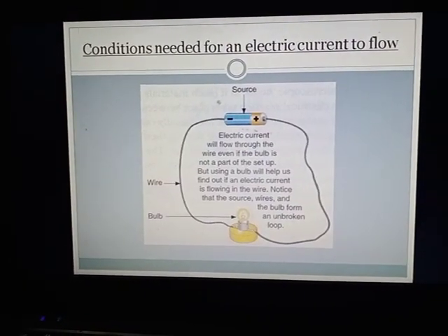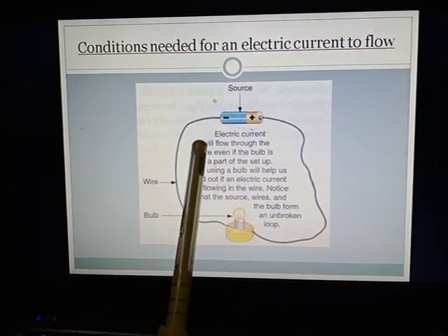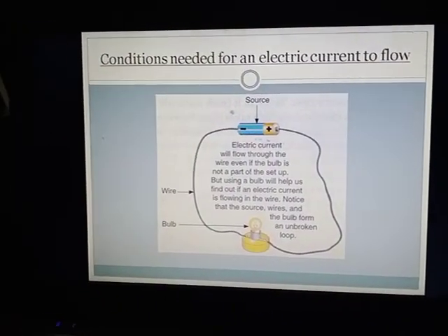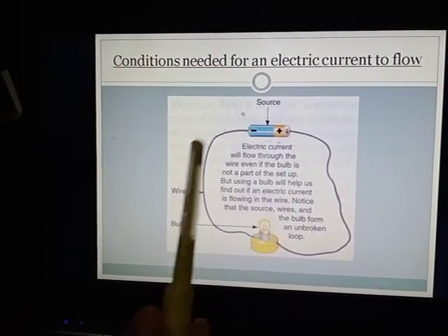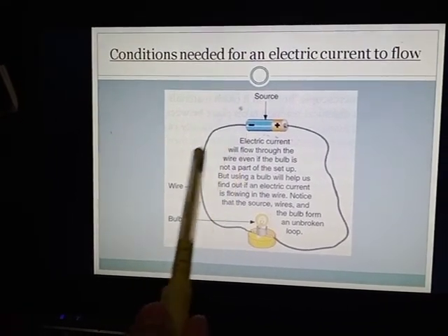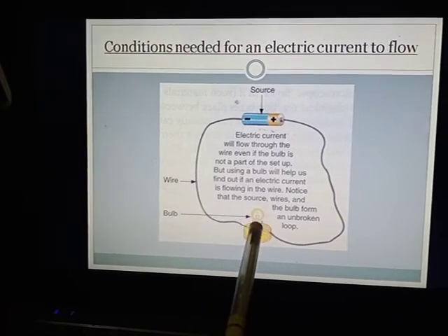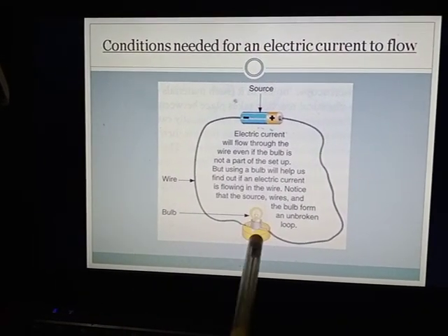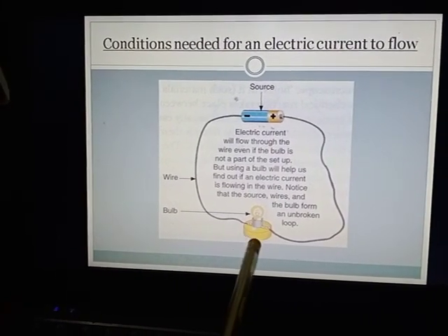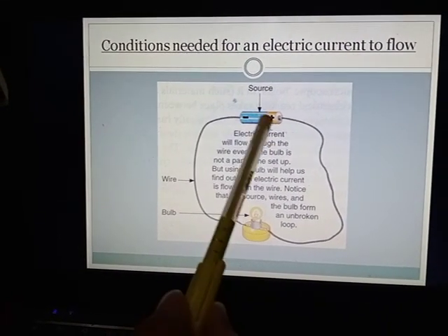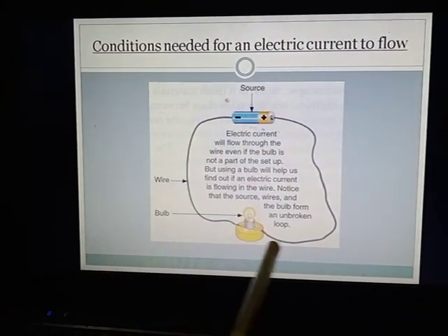Now these are the conditions needed for an electric current to flow. Number one, there must be a source of the electric current. Here the source is a cell. There must be a wire so that a current can flow through it. And this is a bulb. When the bulb glows, it shows that the current is passing through the circuit. It is not necessary that a bulb should be connected, because when we connect this wire, it will complete a circuit and the current will flow.